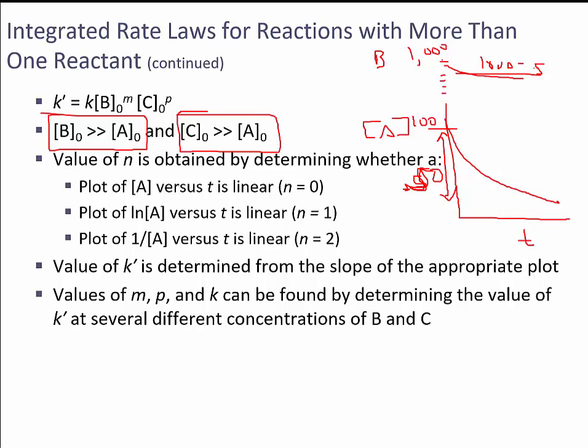So the value of n is going to determine whether A is then going to, with this plot, give us our manipulated data for a straight line. If I do 1 over A, it's going to be second order. If I do natural log, it'll be first order. If it's a straight line from the get-go, it's going to be 0th order. The value for k prime is determined from the slope of the appropriate plot. So if we did this, we had a concentration of A, and it was like 1 over A, and that was our straight line. Well, that would be our second order.